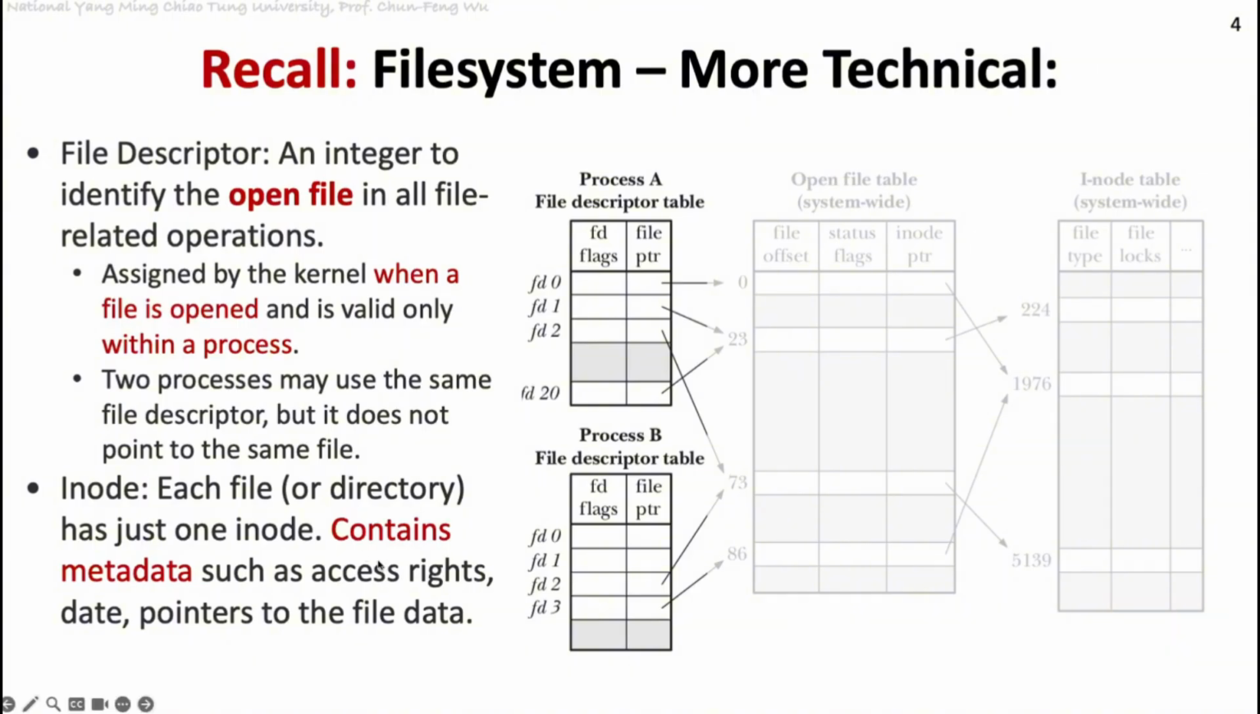Okay. So an inode is not only a number, because it also contains several pieces of metadata. For example, the access rights, the date, the pointers to the file data, all these kinds of things. Okay.